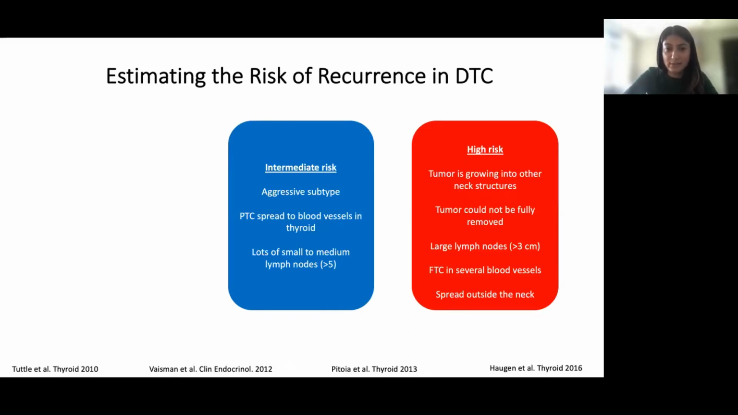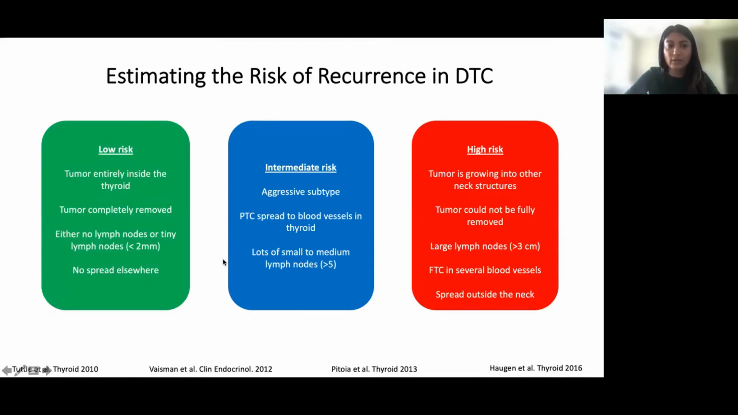So intermediate risk patients are those that have an aggressive subtype. So the most common aggressive subtype for papillary thyroid cancer would be something called tall cell variant papillary thyroid cancer. Intermediate risk is also when papillary thyroid cancer has gone into the blood vessels, or if there's small to medium-sized lymph nodes. So in high risk, it was big lymph nodes. In intermediate risk, it's small to medium-sized lymph nodes, and at least 5 of them had cancer inside.